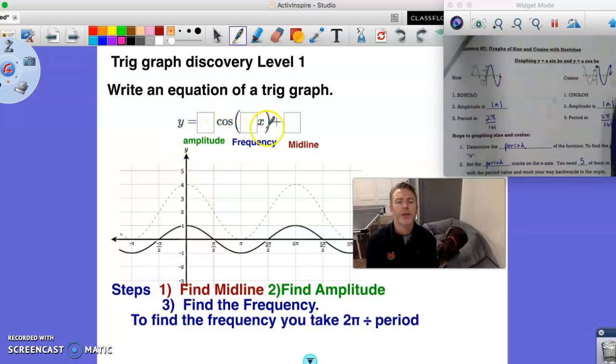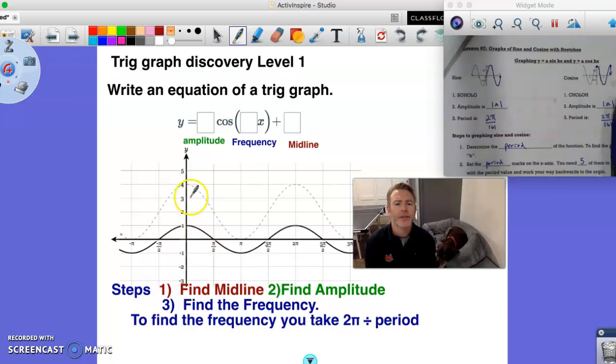If we look up here at our equation, we have 3 spots to put these pieces. First step is to find the midline, that goes here. Second step is to find the amplitude. We talked about that the last 2 lessons: the distance from the midline to the max, that's the amplitude. The last one is the frequency. That might be a little bit tricky, but we're just going to use this formula: the frequency is 2 pi divided by the period. So we identify the period from a high, through the midline to a low, back to a high if it's cosine. Then we divide, and we find the frequency. That number goes right here.